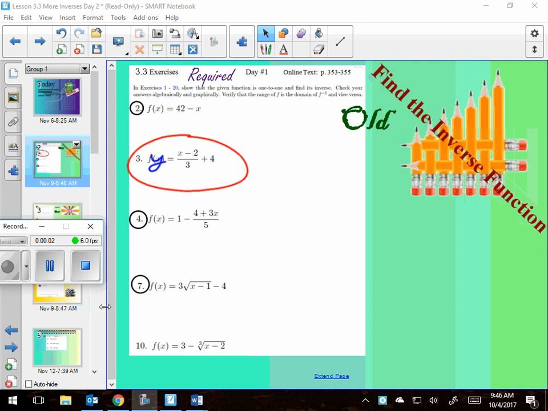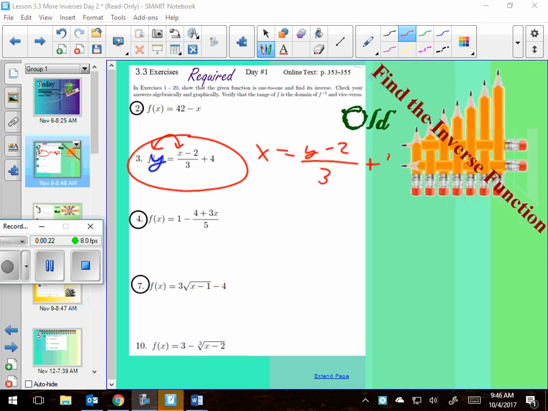Okay, for today, I'm going to have you start by just finding the inverse of the one I have circled here. It was not one of the circled problems, so I'm going to give you a second to give that a try. Okay, so let's see if you did it right. First of all, x and y have to be reversed, so this becomes x equals (y minus 2) over 3 plus 4. And then I solve for y.